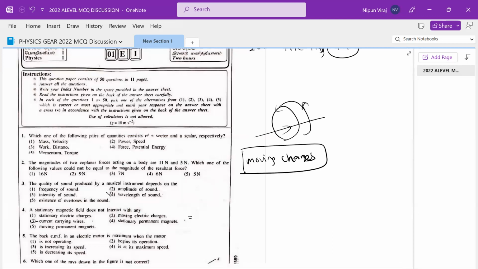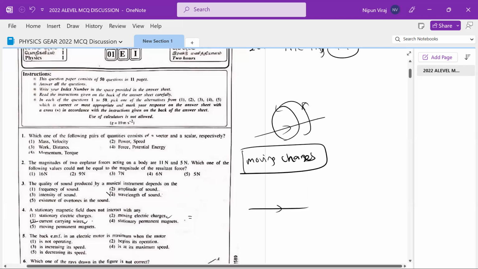So this is an acceptable answer. I mean, moving electric charges might affect the magnetic field. Current carrying wires can affect the magnetic field. You know that, right? If there's a wire like this, which gives a magnetic field in this direction, and if we apply the same current and keep a wire in this direction, it will provide a magnetic field in the opposite direction. It will cancel off. So it affects, right?